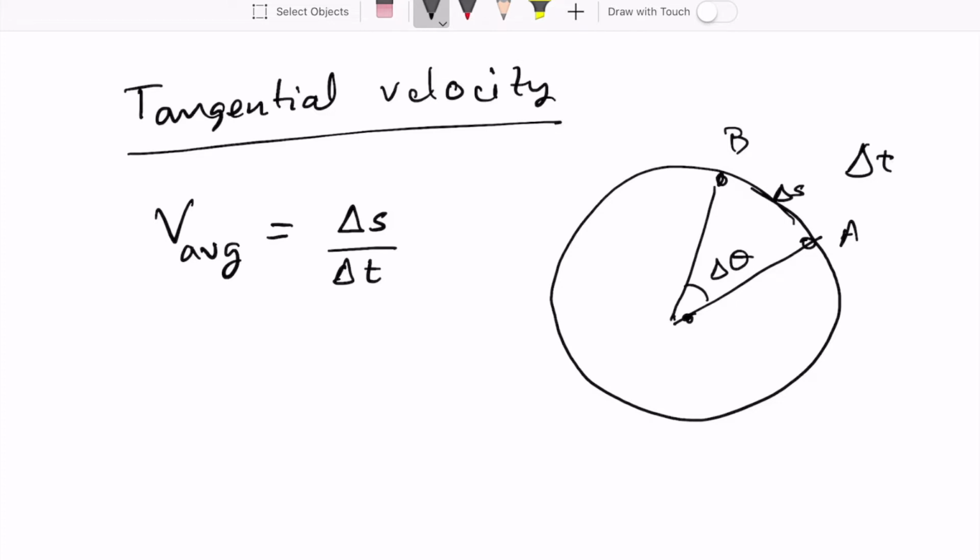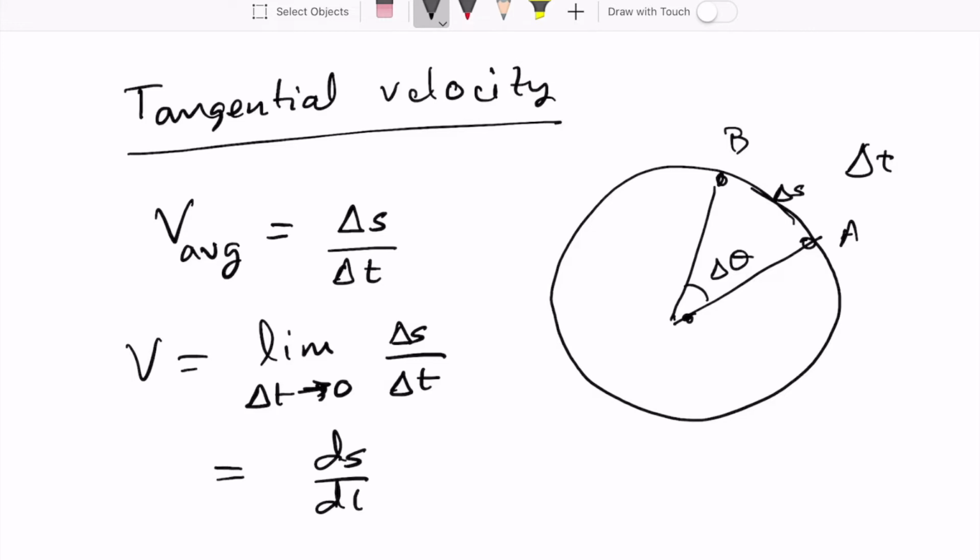What is the instantaneous speed? So what is the speed at one instant of time, like t equals 7.3 seconds or t equals 15.6 seconds? For that, you need to take the limit as delta t tends to 0 of delta s divided by delta t. This is nothing but ds/dt by the rules of calculus. This is just the definition of the derivative. Now, a result that we derived earlier was that ds is equal to r d theta. So this is r d theta divided by dt.